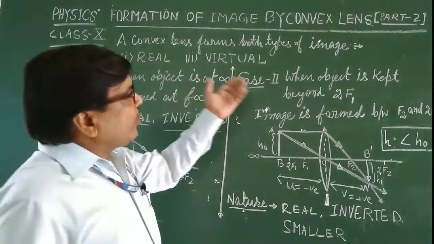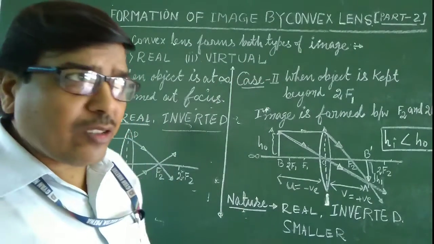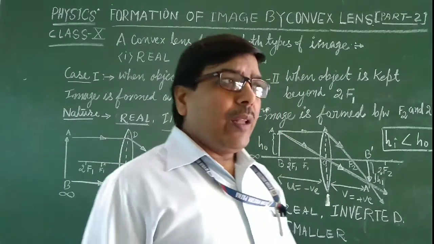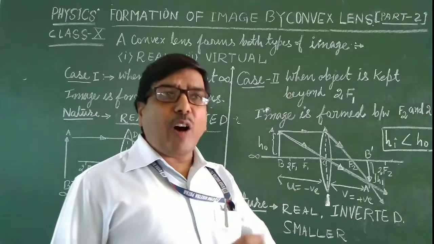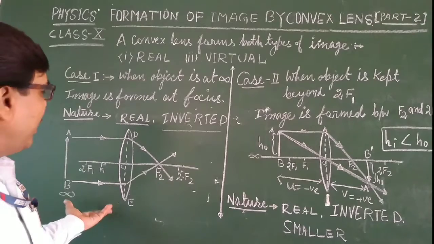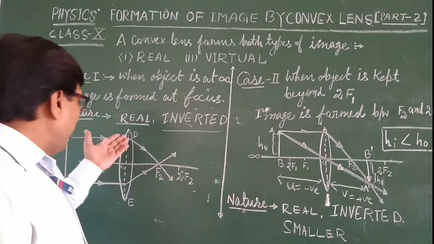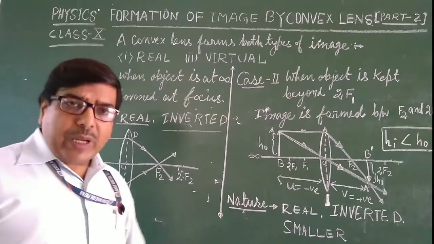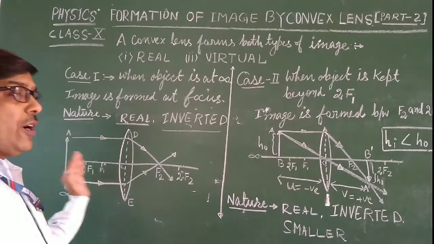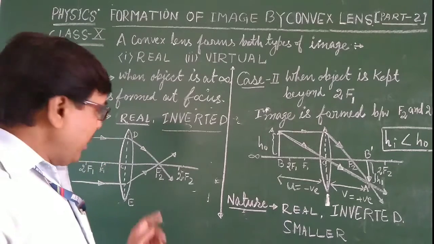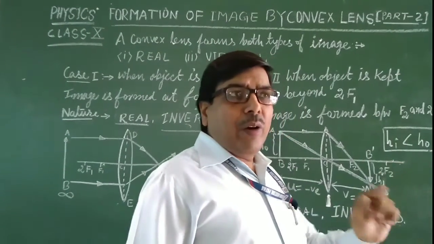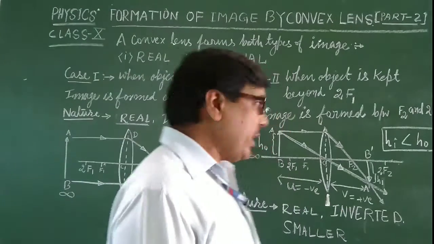In a convex lens there are various cases in which we can observe the formation of image. The nature and size of the image formed by the convex lens depends upon the position of the object kept in front of the lens. If the object moves towards the lens, the image moves away from the lens on the other side. Case 1 we can discuss today here.